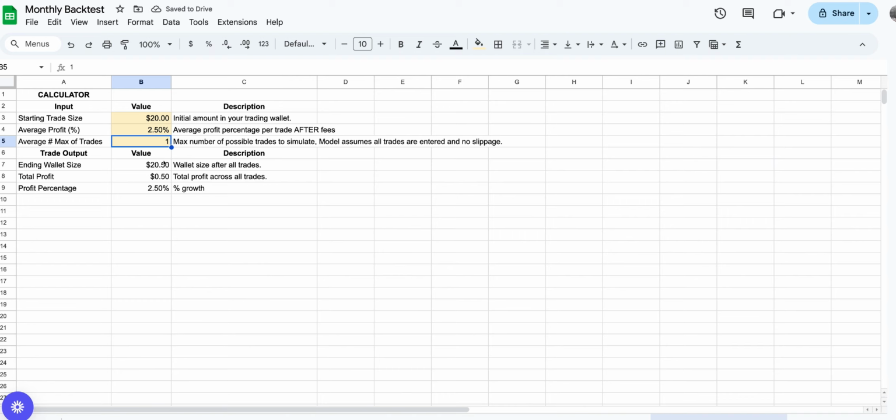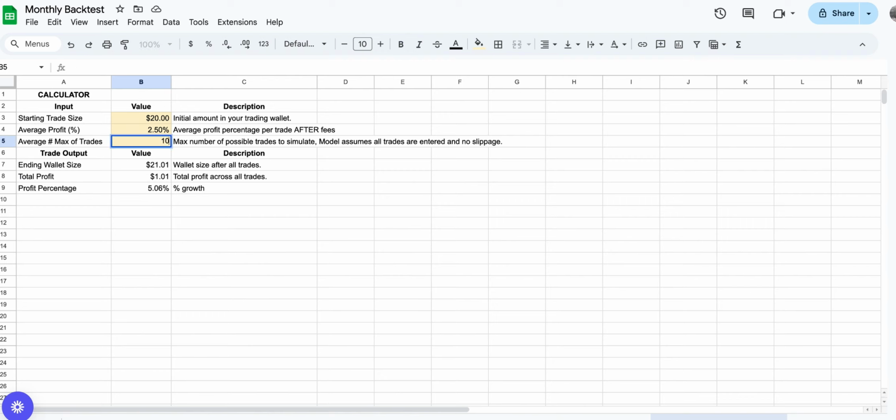After one trade, you've made 50 cents. So not that great, but you've grown your portfolio by 2.5%. Well, what happens after 2 trades? Because now the next trade is trading off $20.50. Okay, well, now you've gone up 5%, right? Because now you have $21.01.